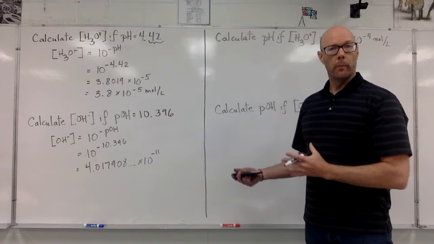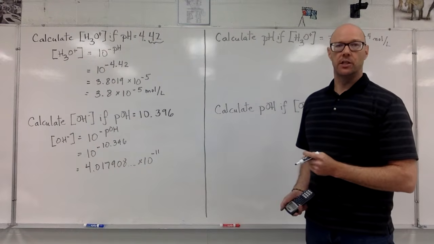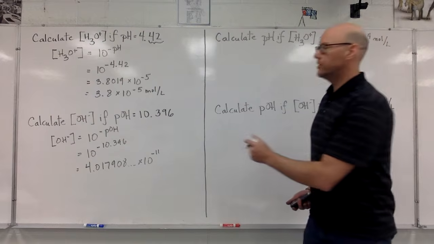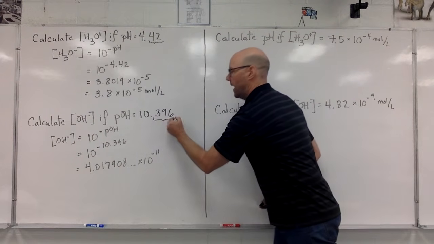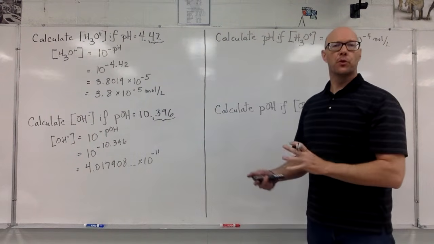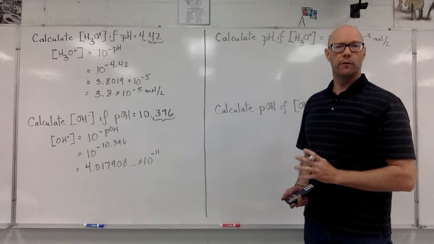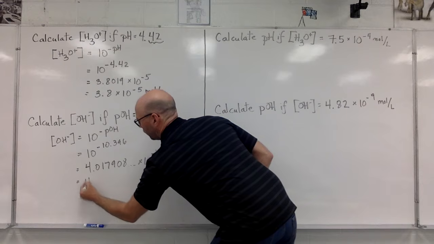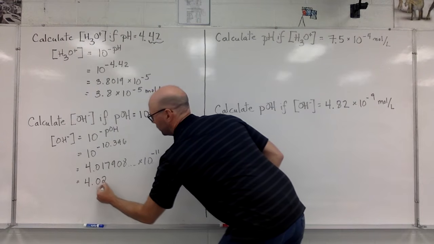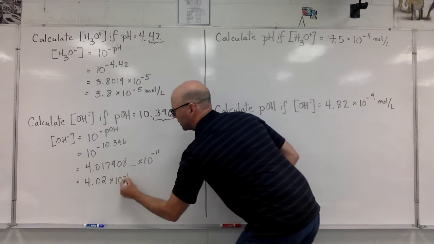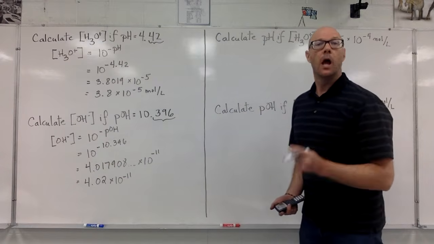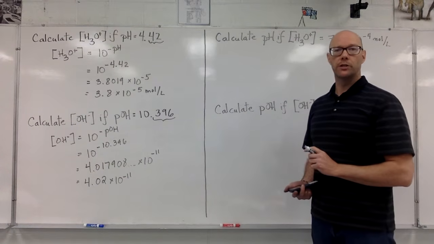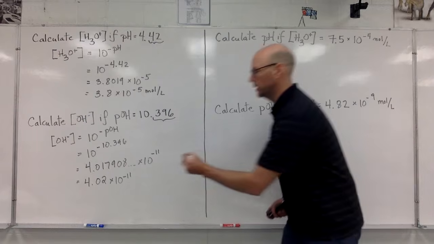Once more, we need to go back to reflect over the significant digits. 10.396 has 3 decimal places, 3 significant digits, which we want to reflect in our final answer. Here, 4.02 times 10 to the power of negative 11. And once more, this was a concentration that we solved for, moles per liter.